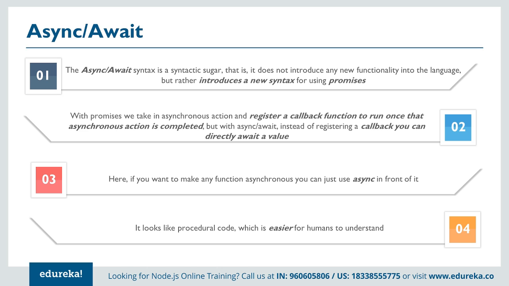Async await syntax is a syntactic sugar. That is, it does not introduce any new functionality into the language, but rather introduces a new syntax for using promises. With promises, we take in an asynchronous function and register a callback to run once that asynchronous action is completed. But with async await, instead of registering a callback, you can directly await a value. It's like we wait for that asynchronous task to get completed and then move on. So here, if you want to make any function asynchronous, you can just use async in front of it. It looks like procedural code, which is easier for humans to understand.